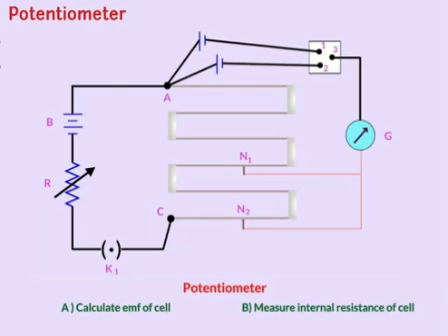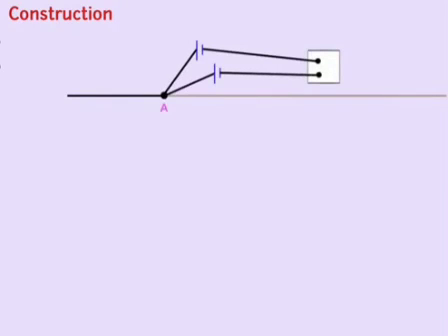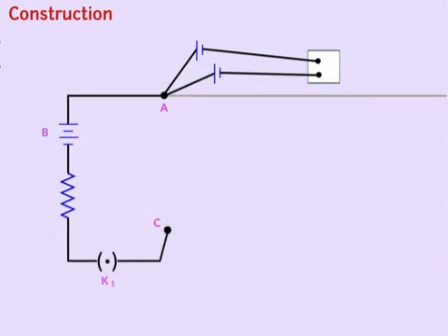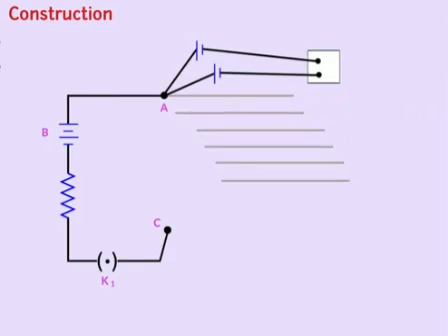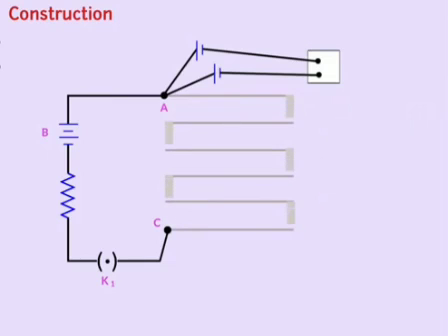Let us start by learning the construction of a potentiometer. Construction. It consists of a long piece of wire with uniform cross-sectional area which is connected to a standard cell. Generally, in an experimental setup, this long wire is cut in pieces and placed side by side and then is connected with a vertical metal strip.